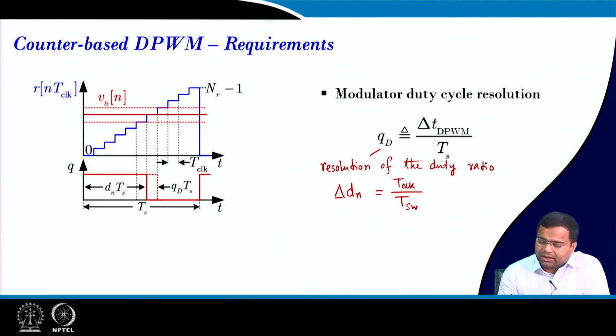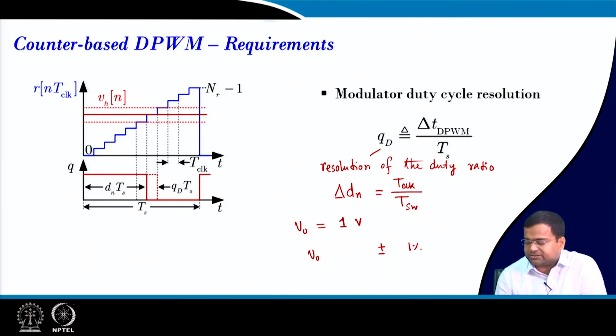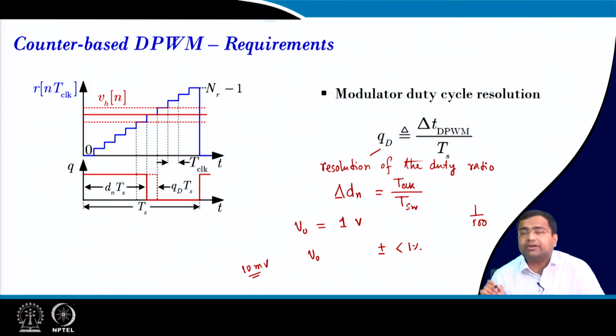Now, imagine if your output voltage V0 nominal value is 1 volt, and you want the voltage regulation point, that means V0 can be 1 volt plus minus maybe less than 1% of this. That means that voltage regulation should be less than equal to 1%. That means what is the resolution? 1% means it will be 10 millivolt is the resolution. So, in order to get 10 millivolts, you need a resolution minimum of 1 by 100, and if you get a better resolution, you need more.